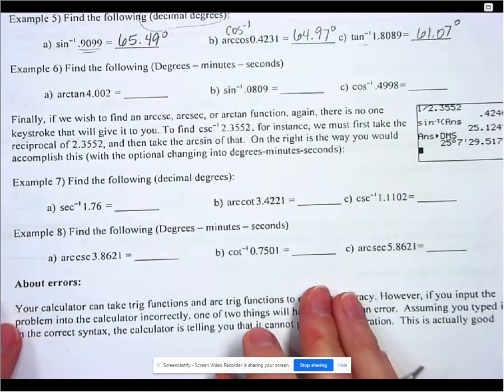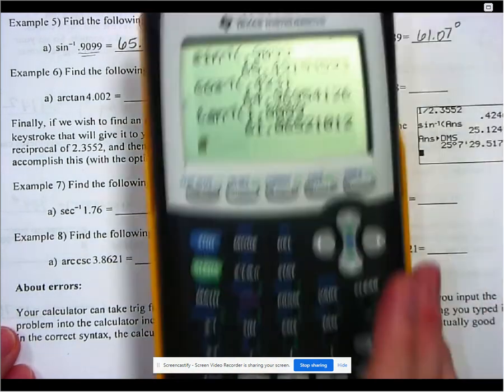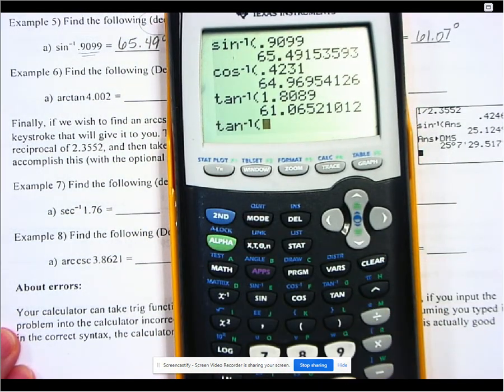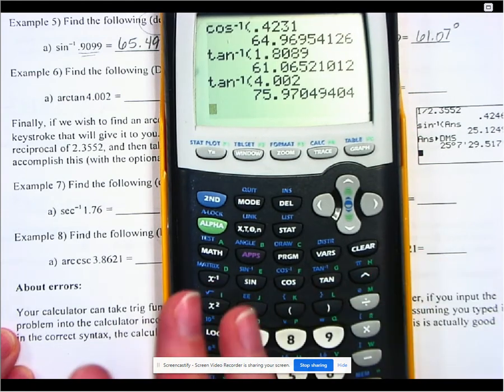Okay, and then on example 6, same thing, except after we get the angle, we're going to change it to degrees, minutes, seconds. So the arc tangent means the inverse tangent. So we want to figure out what angle has a tangent that's equal to 4.002. And that is the angle in decimal degrees.